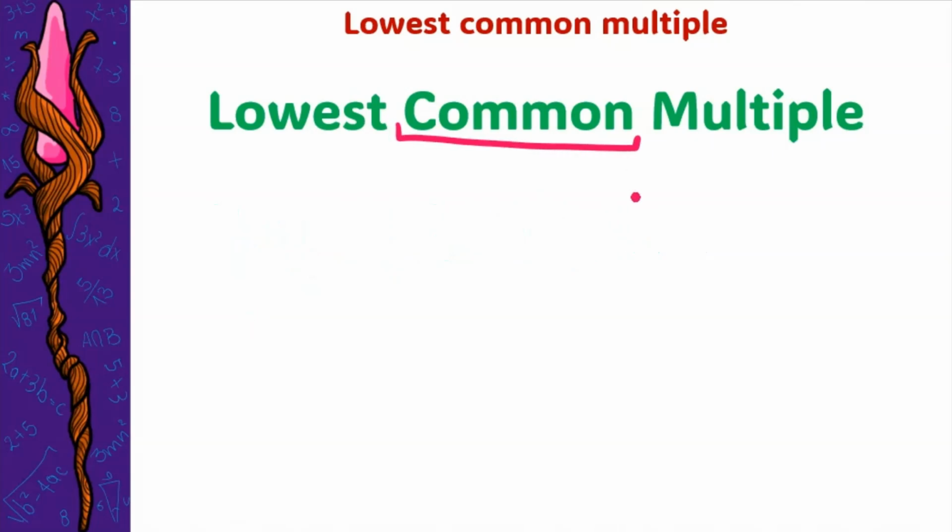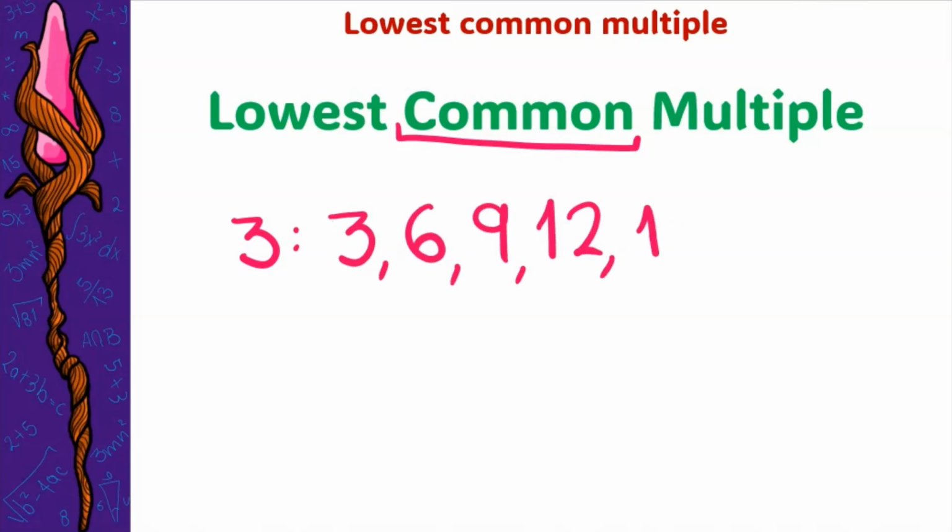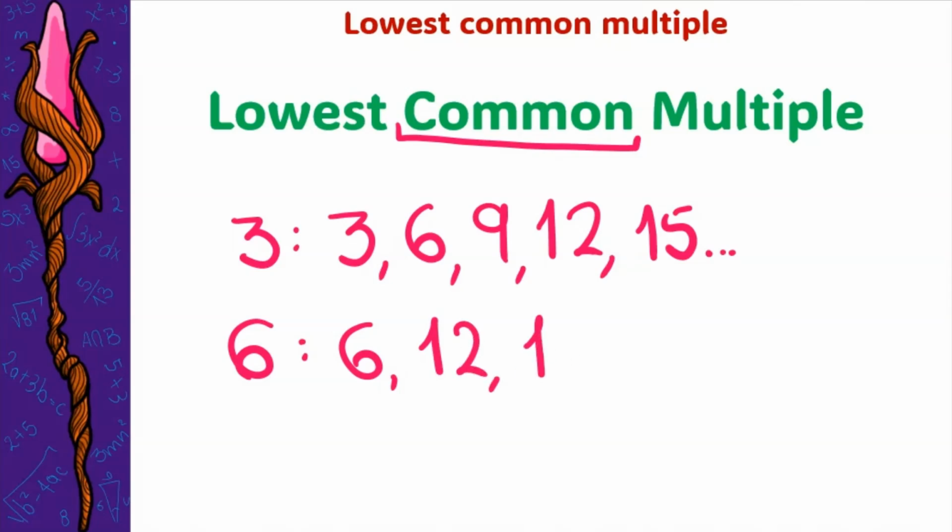Now, common. Common is a characteristic that both numbers in this case share. So when we talk about common multiples, they are numbers that are multiples of two or more different numbers. For example, the multiples of 3 are 3, 6, 9, 12, 15, etc. And the multiples of 6 are 6, 12, 18, 24, etc. Notice that the 6 is in both lists and also the 12.